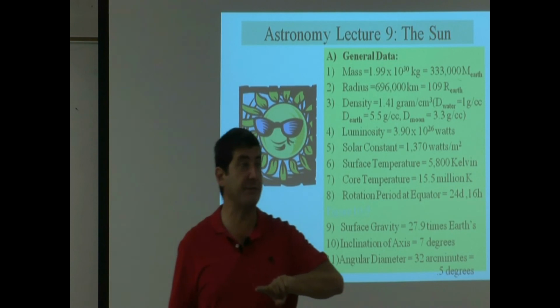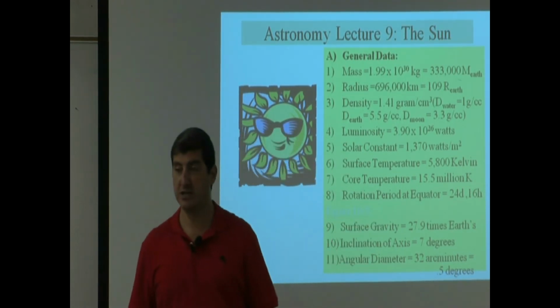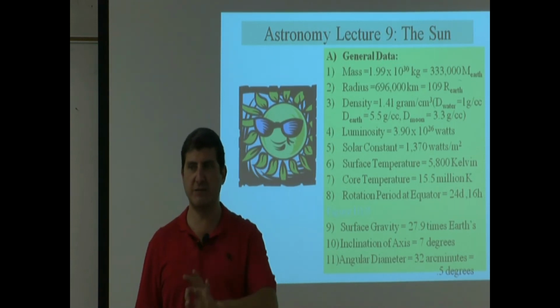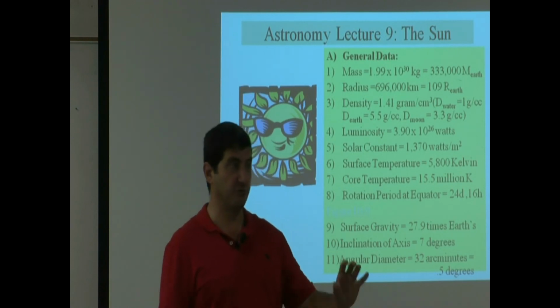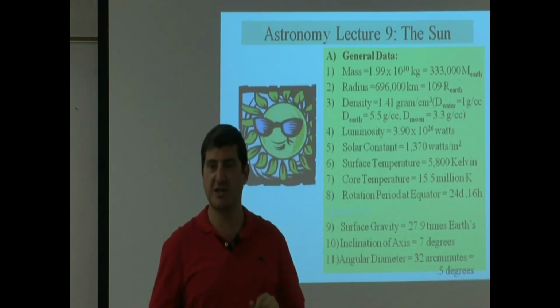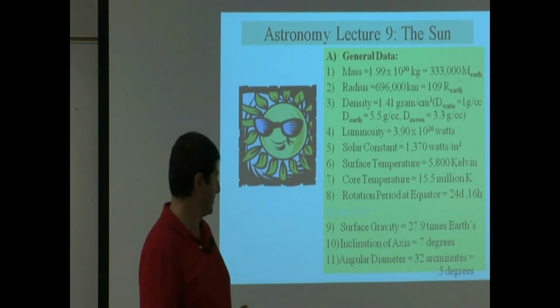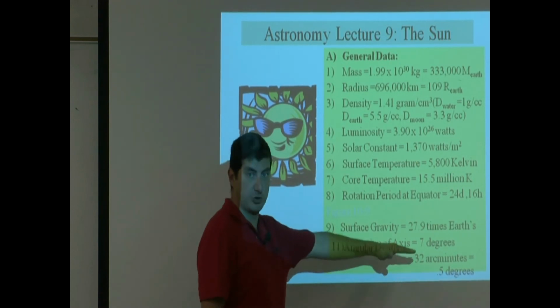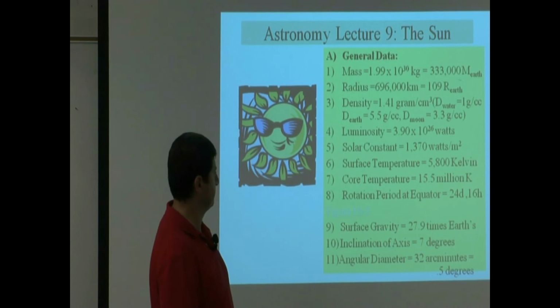Remember, the angular diameter of the moon is also about half a degree, which is why the moon can give you a total solar eclipse. Even though the moon is smaller, it's closer to us, right? So if the conditions are correct, the moon can completely cover the sun. Why? Because its angular diameter is also about 30 arc minutes or so. Okay, so I think that's it. So that's some of the general data.